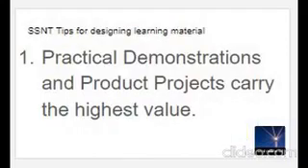Back in the Designing Assessments lesson, we said that practical demonstrations and projects with products have the highest value because the assessor sees the candidate doing the work or the results of actual work, and that they also capture the most information for the time expended. Well, the same principle holds for designing learning material.